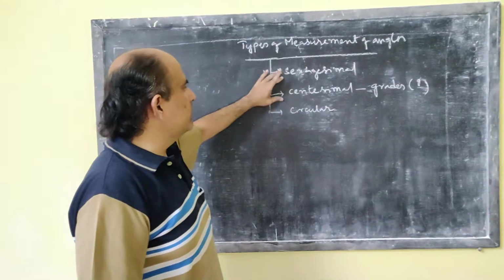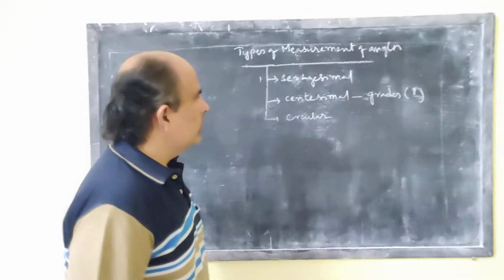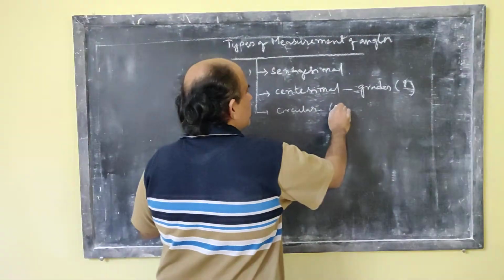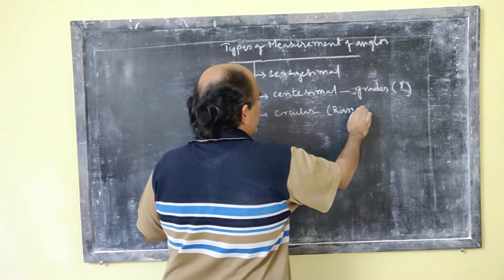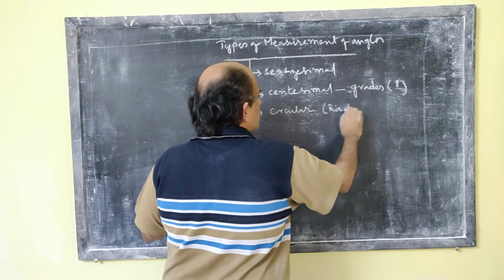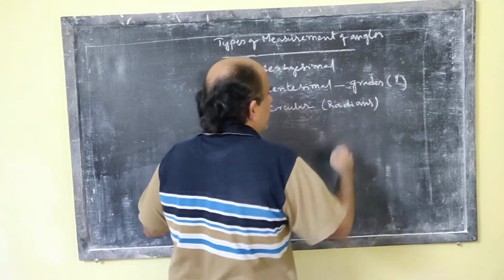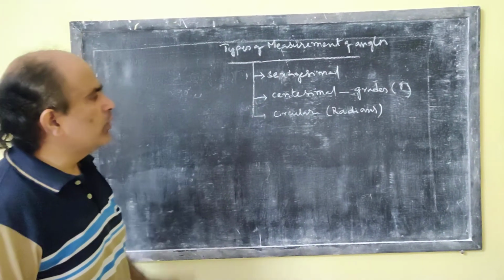So we are jumping over to the circular measure. In circular measure, we measure the angle in radians. So what is a radian?